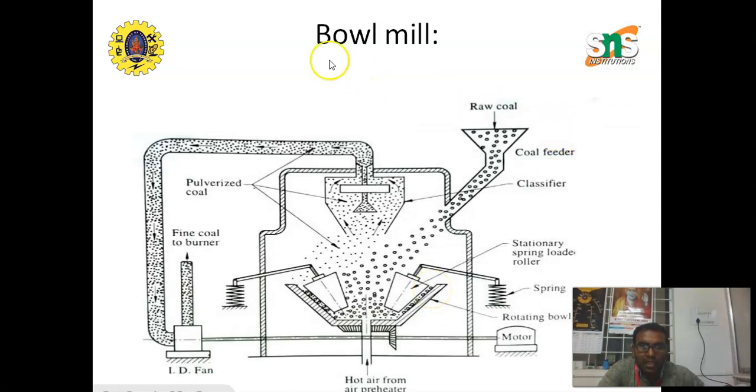Next, most important is the bowl mill. Here, the raw coal particles enter the hopper. It consists of a rotating bowl, which is held with the help of a spring and is driven by a motor. While the motor rotates, the rotating bowl rotates and the coal particles get crushed.